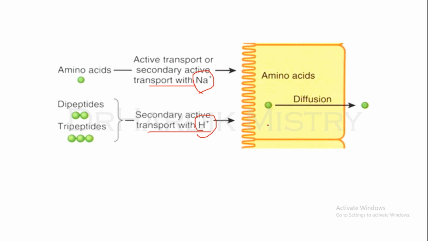Now the amino acids are present inside this intestinal luminal cell, and how do they go into the blood vessels? Simply, the mechanism is diffusion. Via diffusion, these amino acids enter into the blood vessels. Alright.